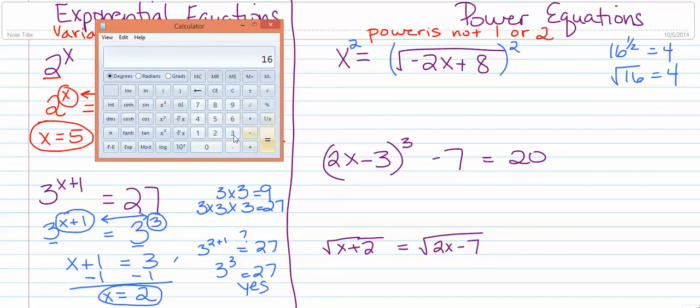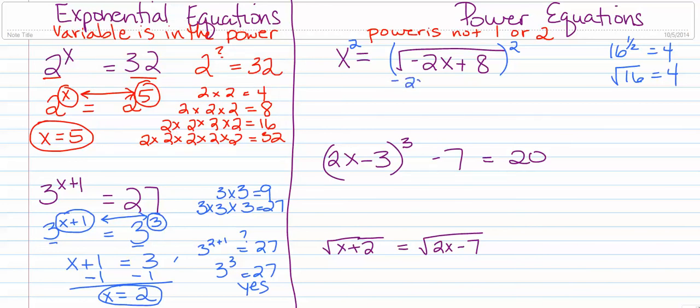Let's try that one again. The square root of 16 and I square it. Squaring a square root undoes it and just gives you what's inside of there. So if I square a square root of negative 2x plus 8, I'm going to get negative 2x plus 8. And over here I have x squared. Well, now I have a quadratic.